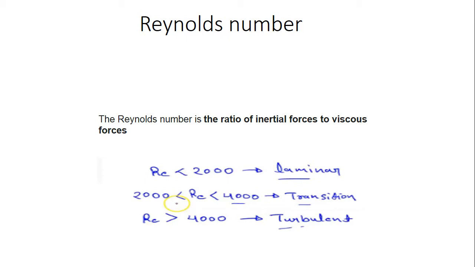When selecting a flow meter, Reynolds number is very important. With the help of the Reynolds number, we can decide whether the flow is laminar, transition or turbulent. So what is Reynolds number? It is the ratio of inertial forces to viscous forces. When the Reynolds number is less than 2000, we call the flow laminar. If it is 2000 to 4000, it's transition, and if the Reynolds number is greater than 4000, it's turbulent.